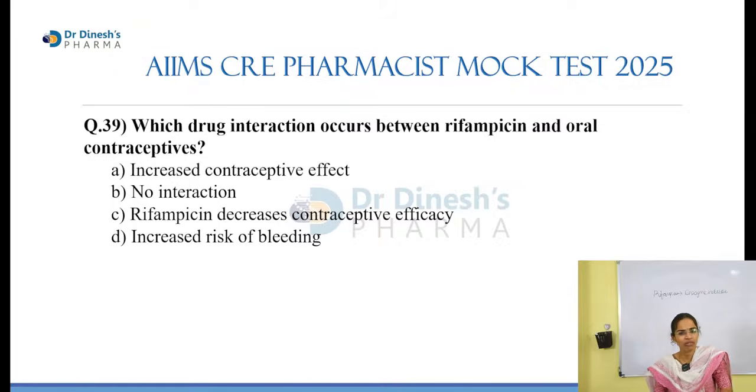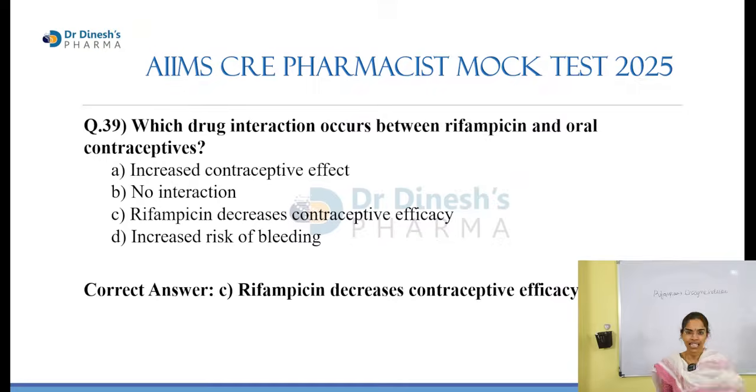Enzyme inducer means it induces the metabolizing enzymes. It increases metabolism. Once enzyme metabolism is induced, there is increased metabolism. So because of higher metabolism, these oral contraceptive agents get broken down. They get metabolized before exhibiting their pharmacological activity. That is the reason rifampicin and oral contraceptives are contraindicated, because of the interaction of enzyme induction.